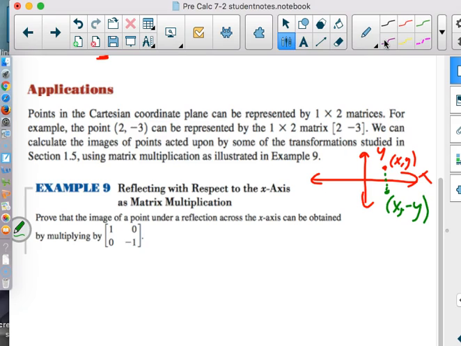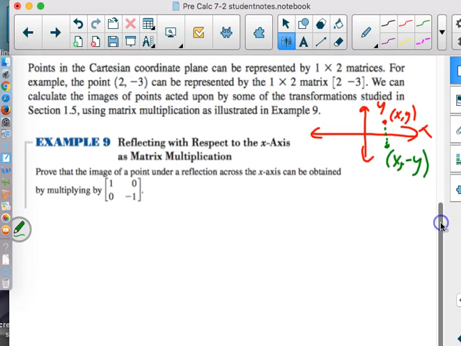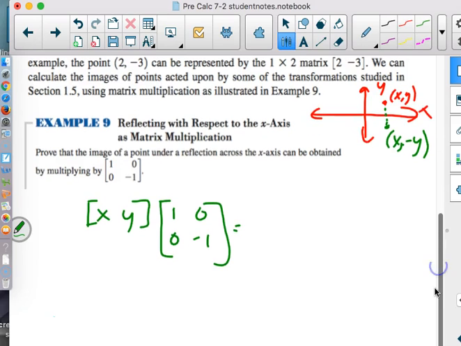So if when I do matrix multiplication by this matrix, it gives me (x, -y), then I know it's going to work. So I think, well, I'm going to have to just start with my normal point up here, which was just (x, y). But I want to write that as a matrix. So it's a little basic 1x2. And then if they said that this works, I want to prove this by actually doing the math and getting (x, -y). Then I know this is really going to work. So let's see if it works.